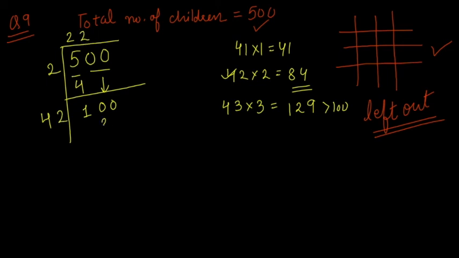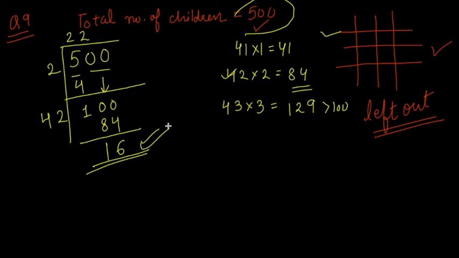Right? And 42 2s is 84, subtract it, 16. Right? So I am getting a remainder of 16. So if I follow this condition with these number of children, there will be 16 students. There will be how many students? 16 students, which won't be able to fit in the given pattern. So how will you write your answer statement?